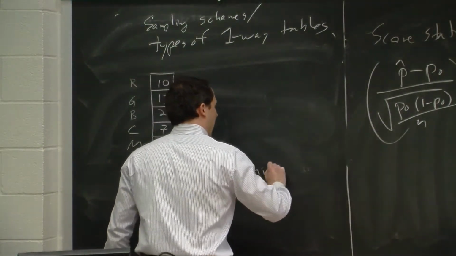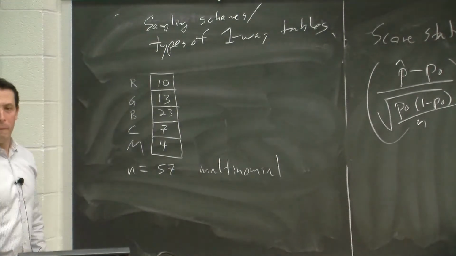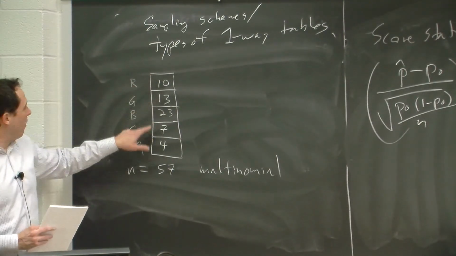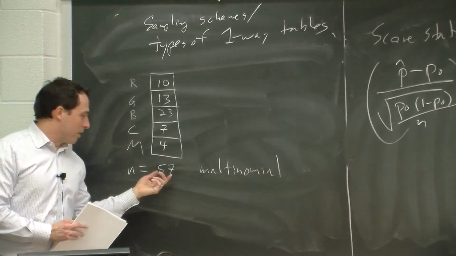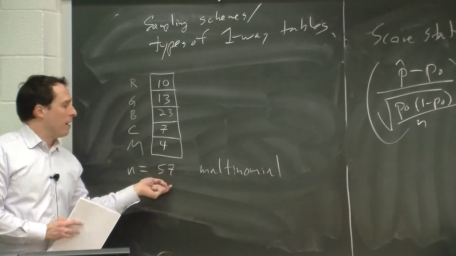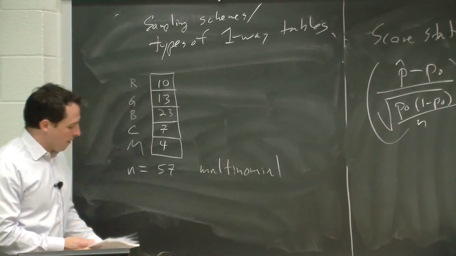So we're thinking of the data as being sampled in a multinomial way. There's some probability of it landing in red, green, blue, cyan, or magenta. There's some fixed sample size, and we do our inference thinking about it that way.